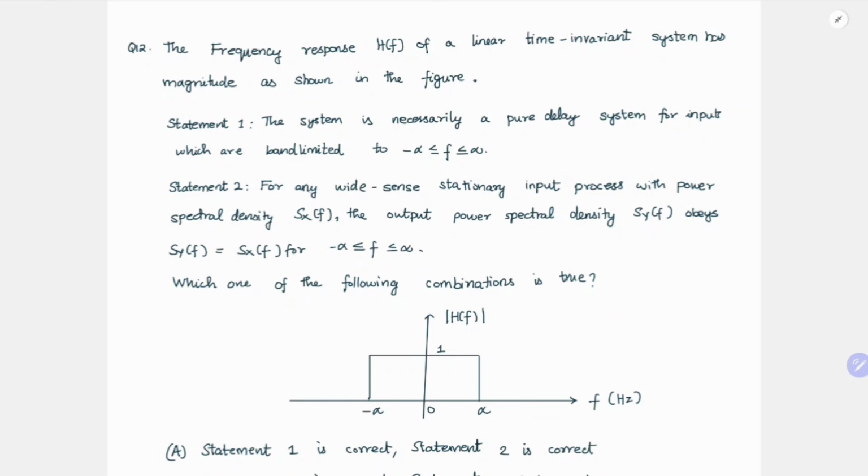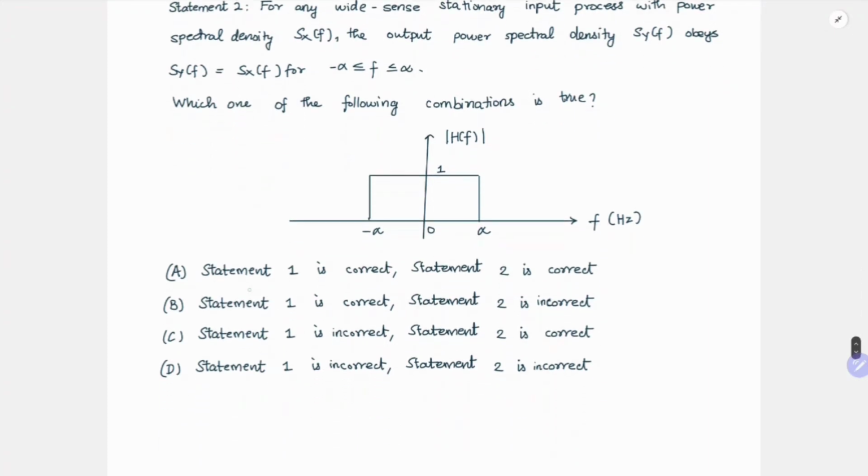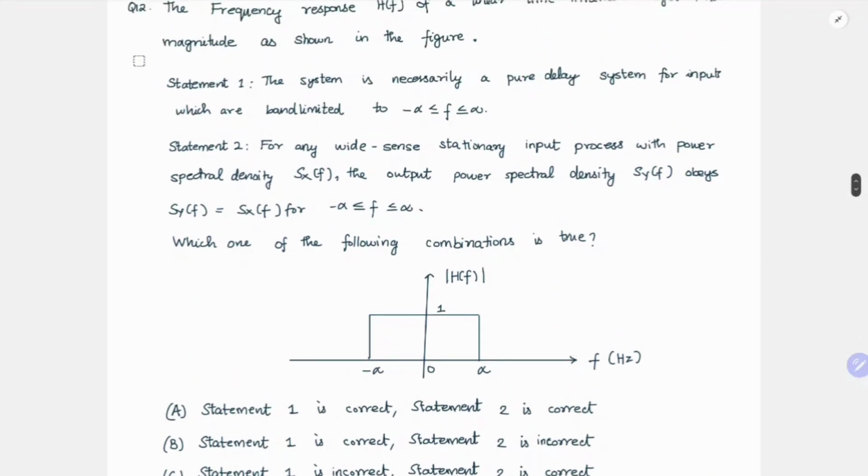And statement 2, they're saying for any white and stationary input process with power spectral density Sxx(f), the output power spectral density Syy(f) obeys Syy(f) equal to Sxx(f) for minus alpha less than or equal to f less than or equal to alpha. Which one of the following combinations is true? We have statement 1 correct, statement 2 correct, and the other combinations: incorrect, correct, correct, incorrect, and incorrect, incorrect. So let us visit each statement one by one.